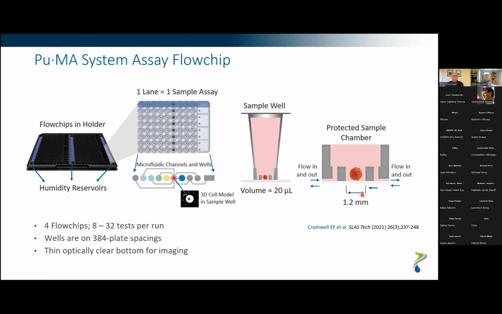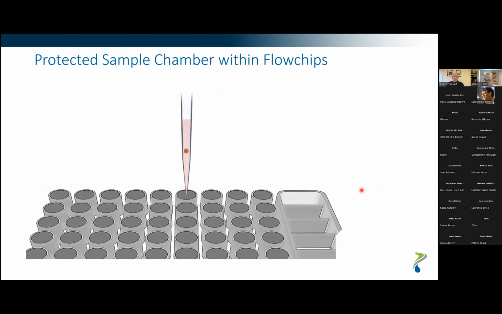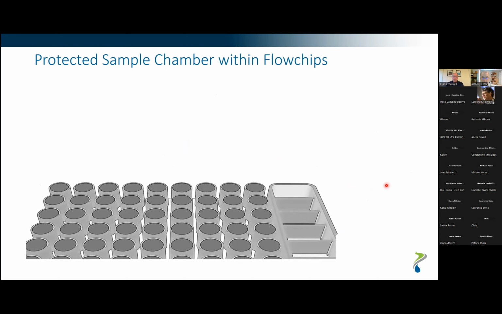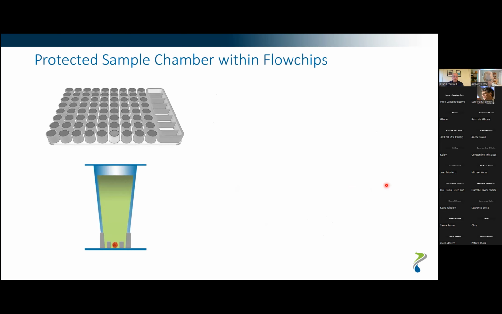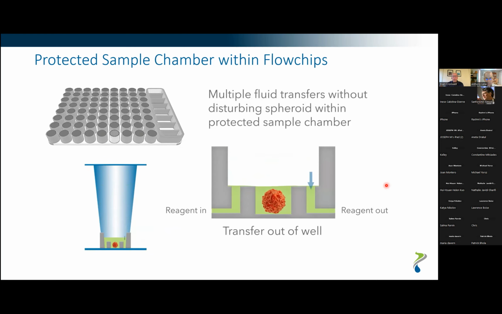And then you have this protected sample chamber, which I mentioned. It's 1.2 millimeter, so it'll fit most organoids, the 300 to 800 micron size 3D cell models. And then you can do exchanges in and out from the side, so you don't disturb your organoid when you're doing your assays. Now that exchange, shown here, after the samples and reagents are loaded, you then have the fluids being pushed in and out by pneumatic pressures. And then the fluid comes in and out the side.